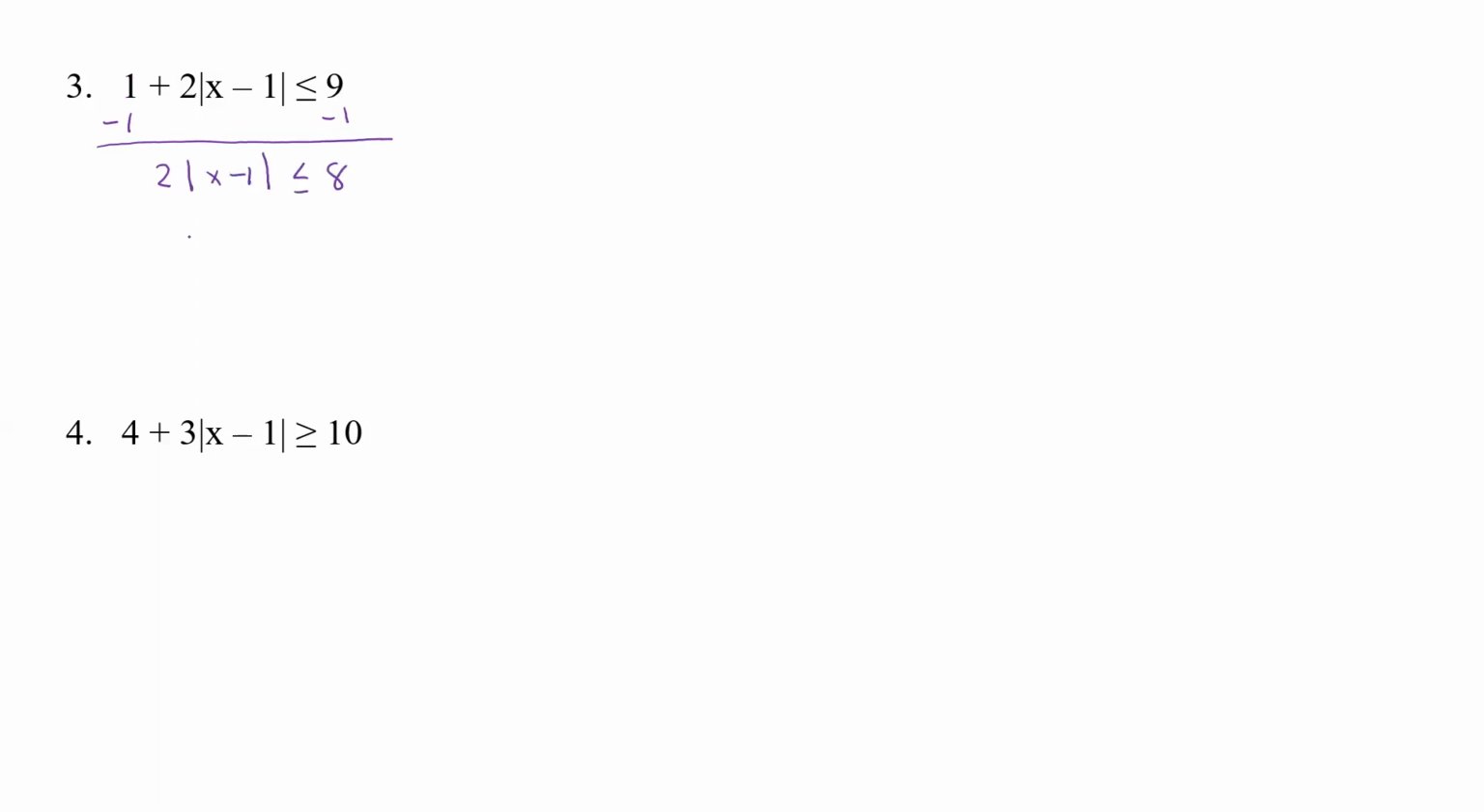Now we need to get rid of that 2, so we're going to divide both sides by 2. So we get absolute value of x minus 1 less than or equal to 8 divided by 2 is 4. Now we've got it in the form where we have a less than or equal to with absolute value. That's going to give us a tripartite. So what's going to happen is it's going to be a -4 less than or equal to x minus 1 less than or equal to a +4.